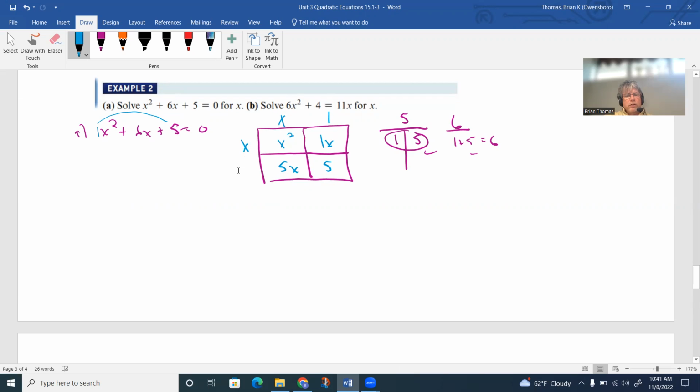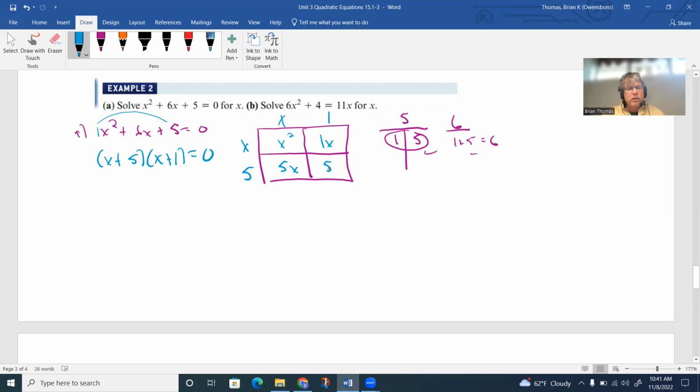Then I move down here to the bottom row, and I'm looking for this piece. So what times x is 5x? I need a 5. And then does 5 times 1 give me 5? Yeah, it does. So that creates it. So the outer edges become our factorization. So this becomes our binomials: x plus 5 times this x plus 1 is equal to 0. It doesn't matter who you write first. If you wrote down x plus 1 times x plus 5, it's still correct.